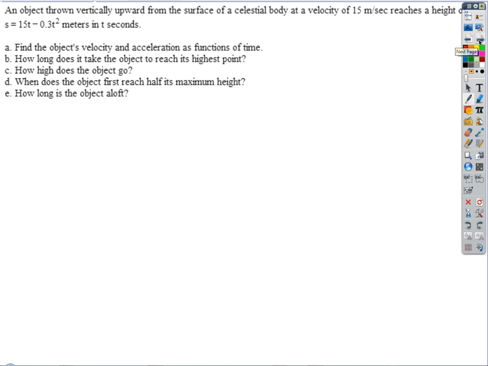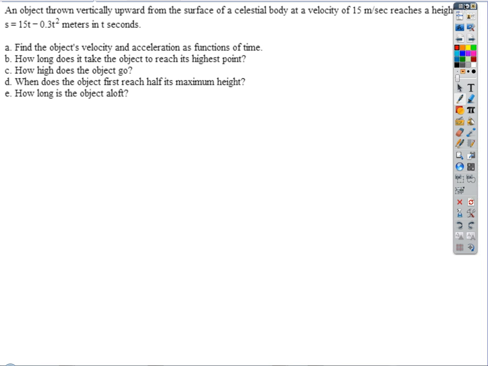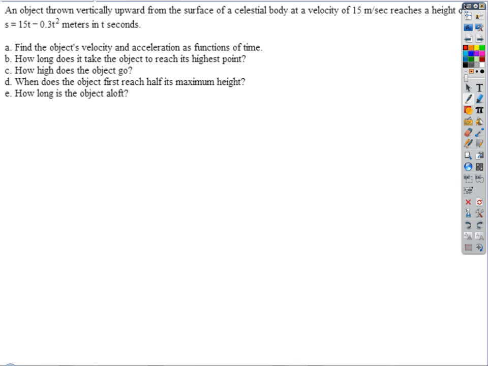Okay, so now this is great. This is like a puzzle. You're going to love this. This is fun. An object thrown vertically upward from the surface of a celestial body at a velocity of 15 meters per second reaches a height of s equals 15t minus 0.3 t squared meters in t seconds. So what that's giving us is the position function. The height is a function of time, right? S of t equals 15t minus 0.3 t squared.